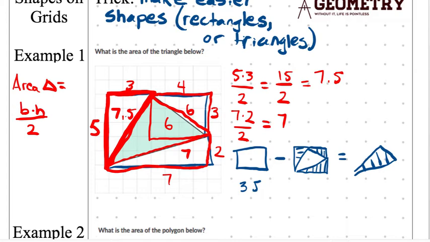Someone do that, and then I'm going to look for a quiet raised hand. 7 plus 7.5 plus 6. I see one hand. I need to see at least 4 hands before I call on someone. 6 plus 7 plus 7.5. Add those 3 numbers. I see 2 hands. I need to see 4 hands. I see 3 hands. I see 4 hands. Martine. Say it again.